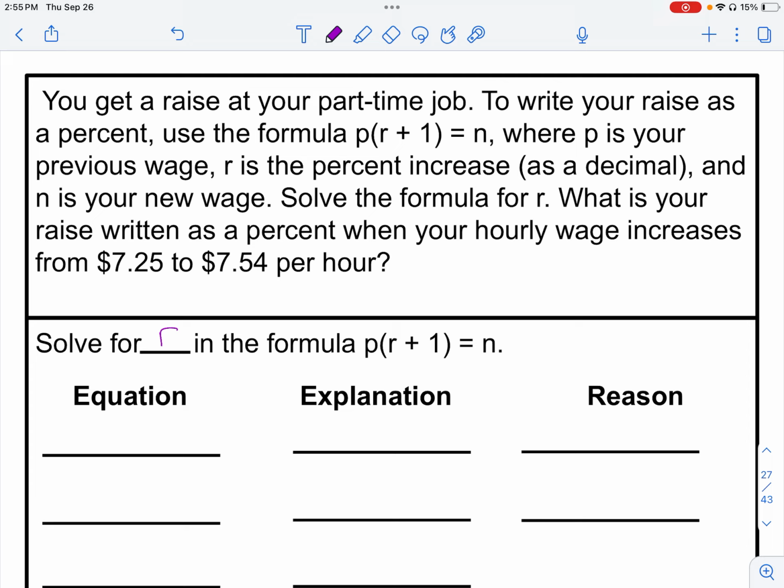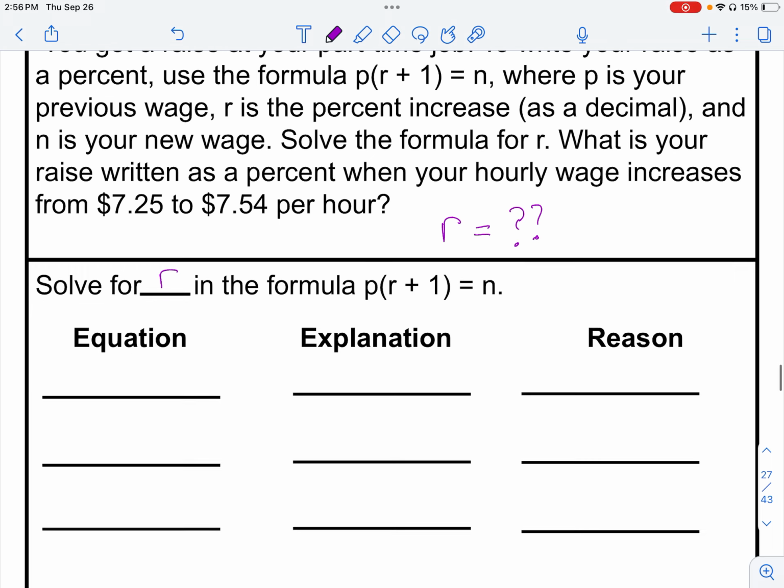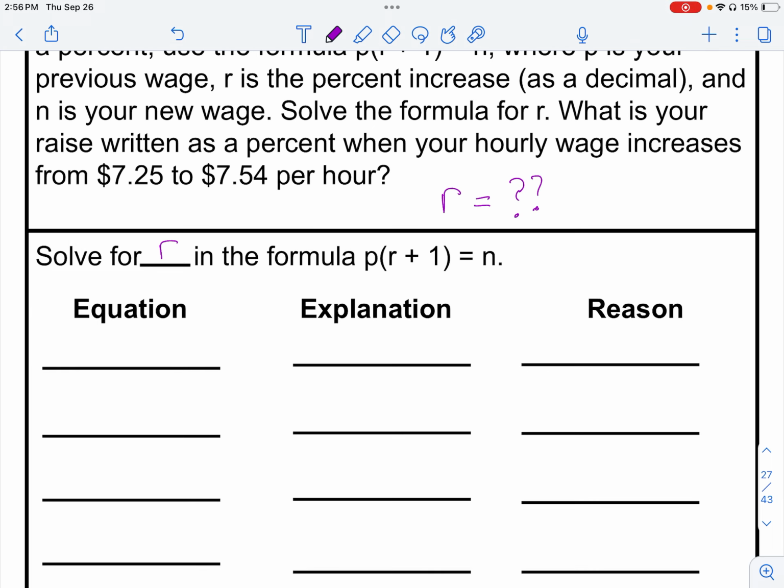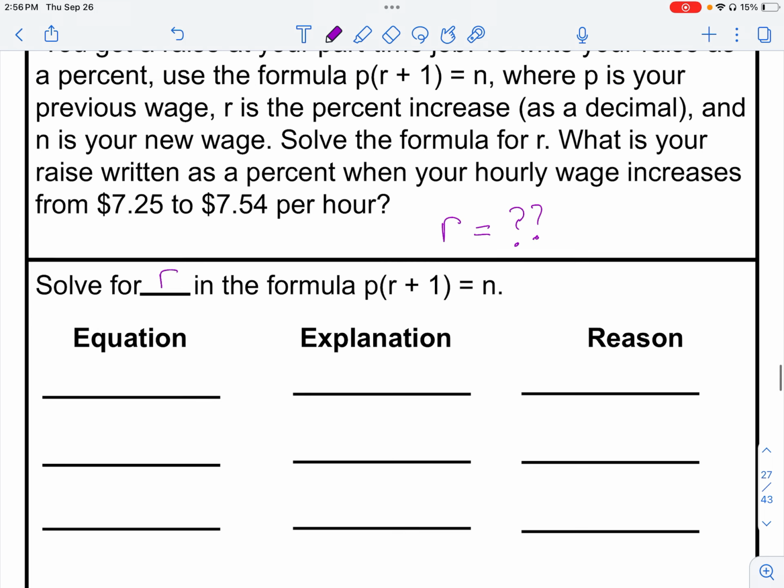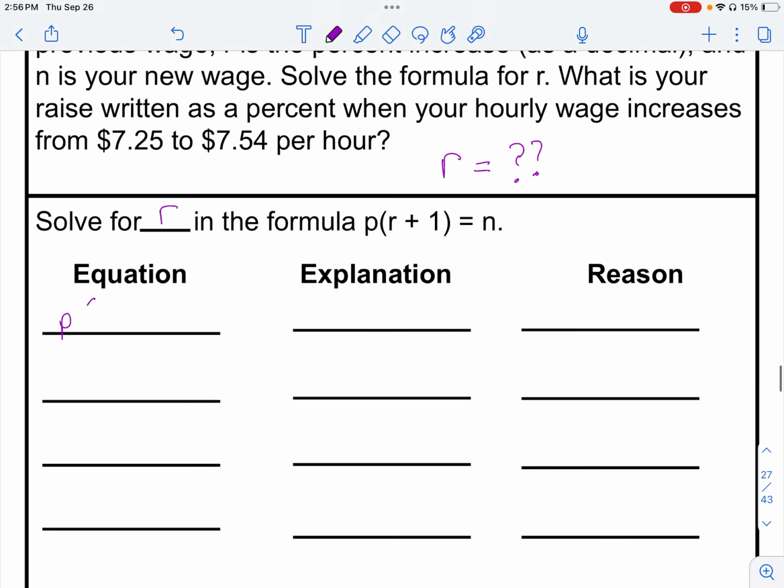And anytime we solve for something, in this case it's going to be r, we're going to end up with r equals something. So we got to take the formula and make it so r equals, which is what we usually do when it's x. But sometimes when we add another letter in there, it short circuits us a little bit. So let's start at the beginning. P times r plus 1 equals n. So we're writing the equation because it's given.